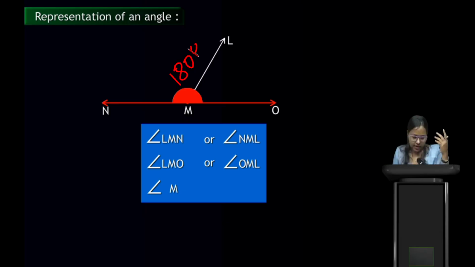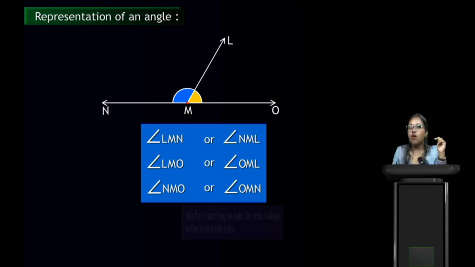And how are we going to name this straight angle? You can simply tell angle NMO or angle OMN. This one you can also tell. So where you start from doesn't matter. But the matter is what?